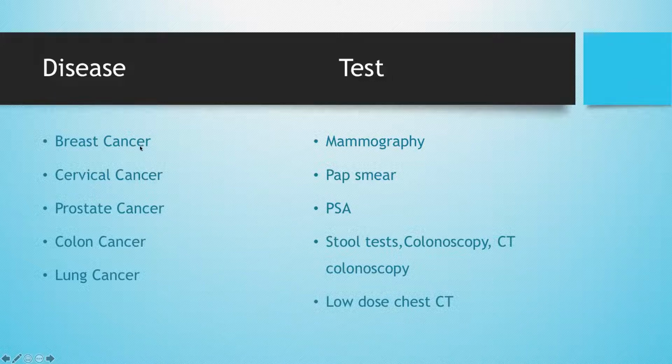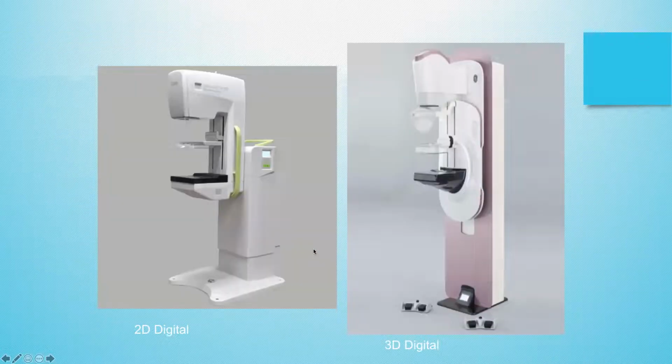So these are some common malignancies: breast, cervix, prostate, colon, lung. And you see the test: mammography, CT colonoscopy, low dose chest CT. So for 3 of the 5 big ones, radiology is involved. And actually there's a little update that I saw when I was doing this, but we'll talk about that in a second.